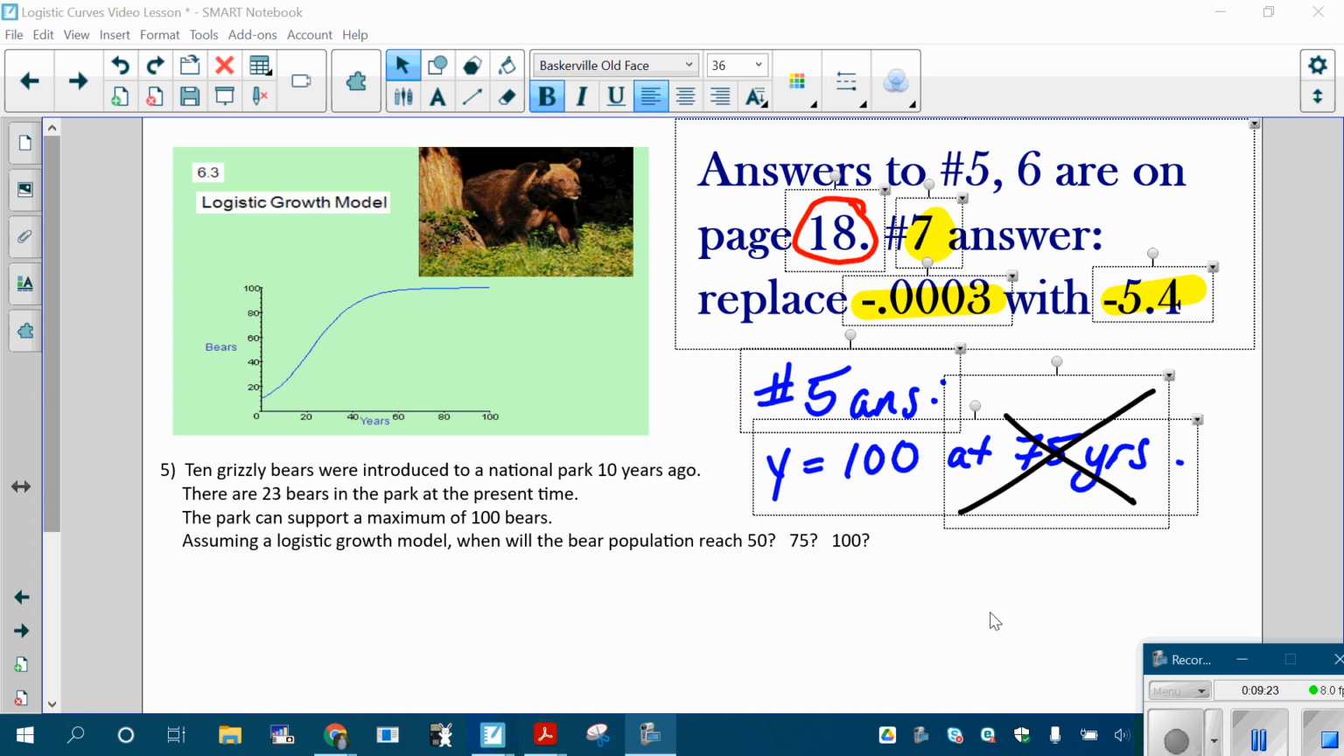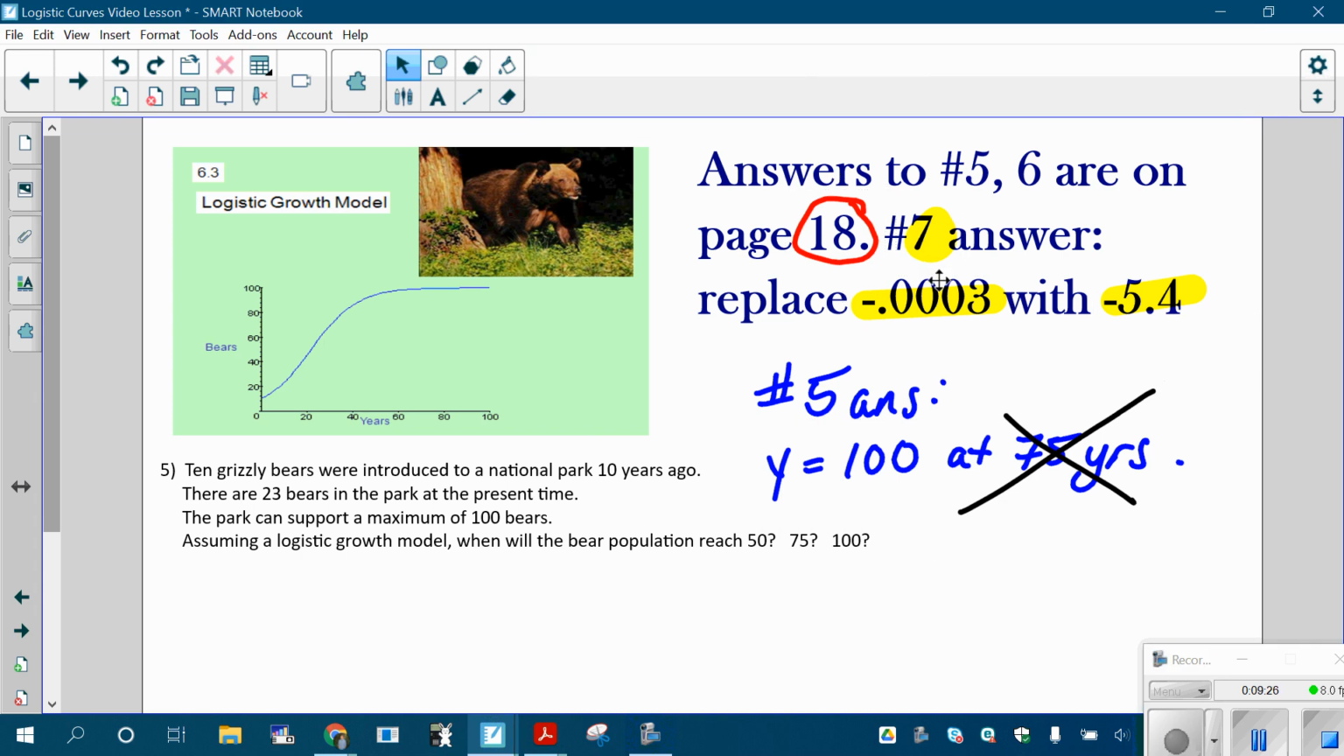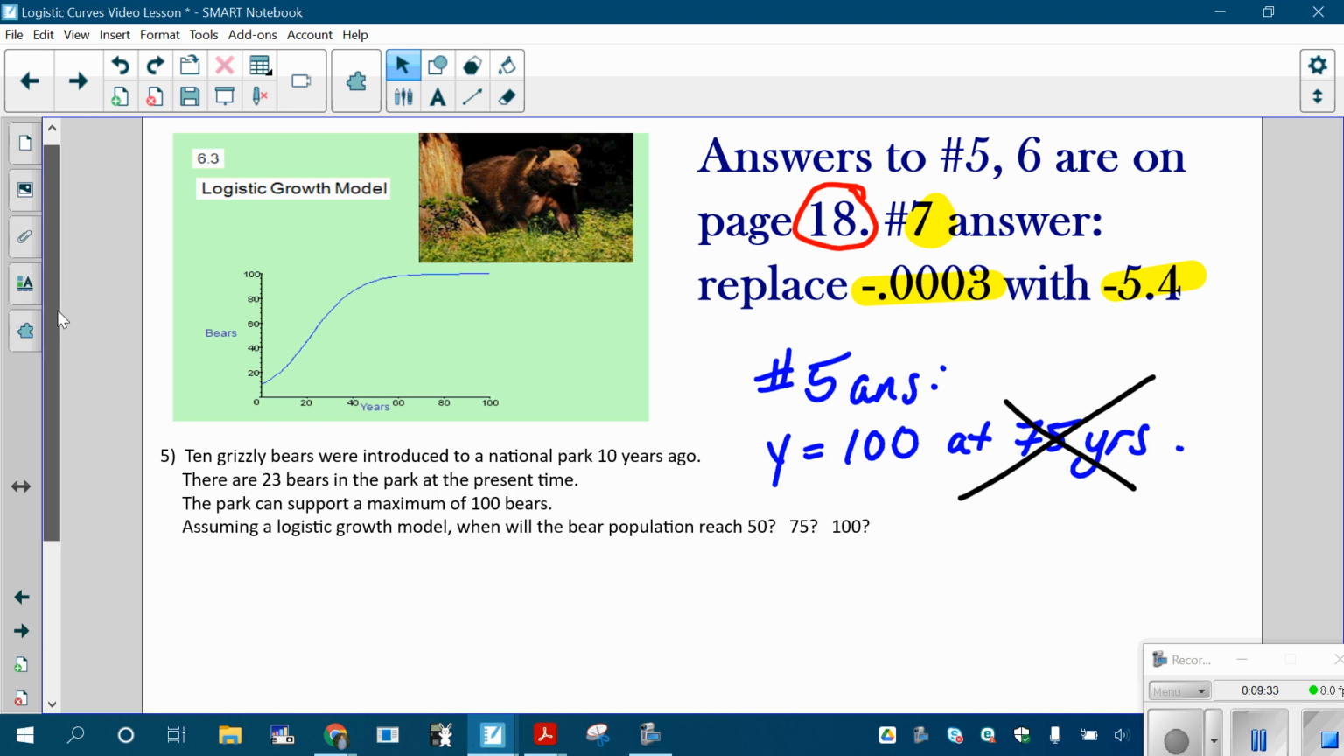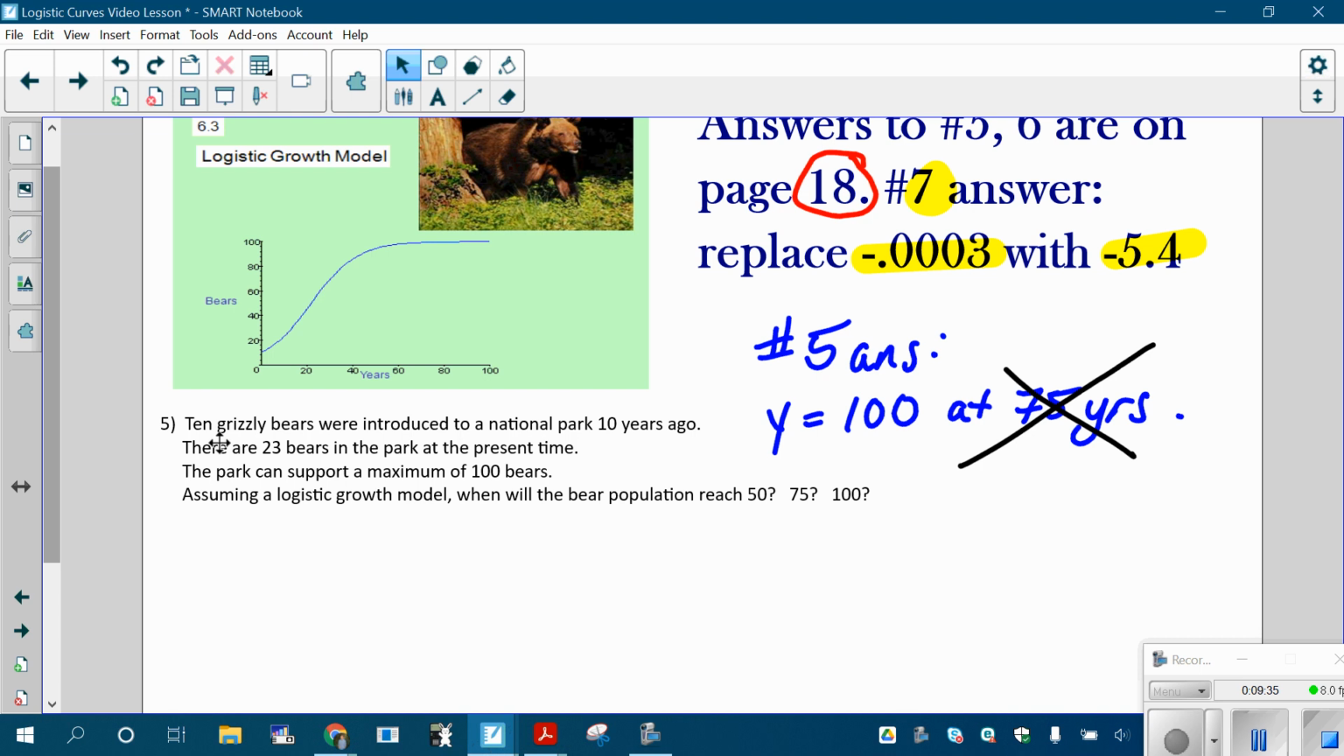Okay. First, there's a bunch of typos in the answer keys, just so you know. So, note some typos in the answer key. We're going to run through 2 examples together here. So, it says 10 grizzly bears were introduced to a national park 10 years ago. Today, there are 23 bears. Max park can support is 100. Assuming a logistic growth model, when will the bear population reach 50, 75, and 100 bears?